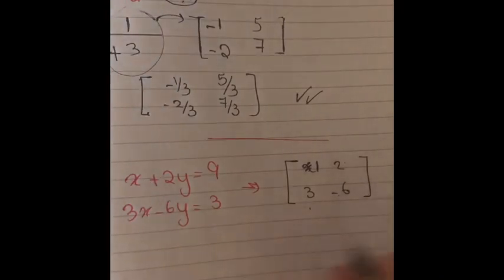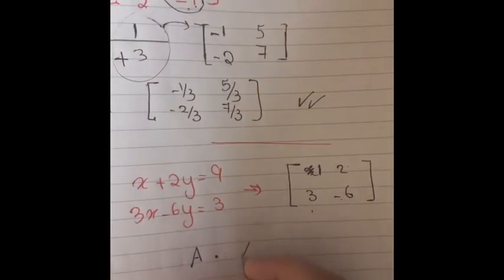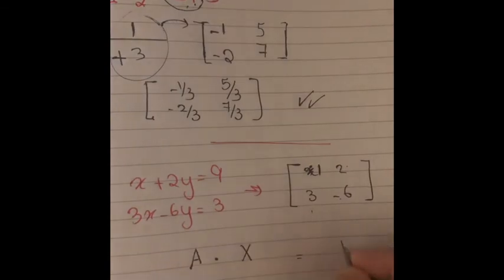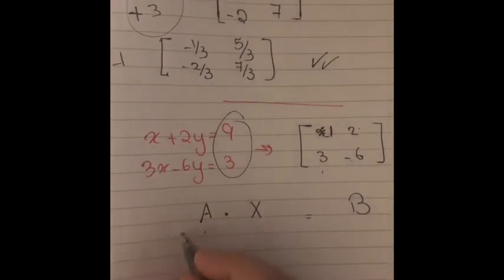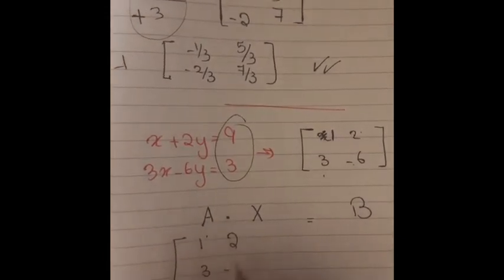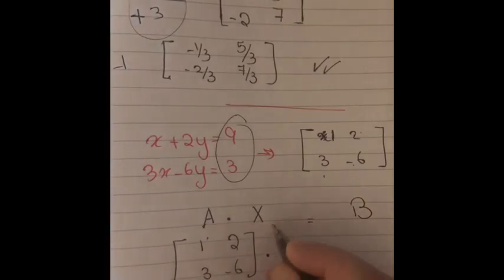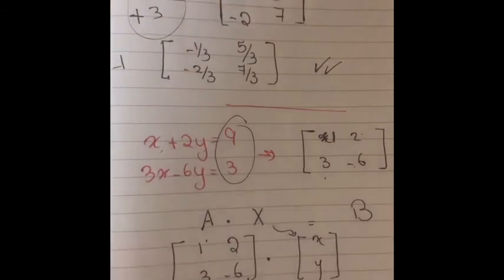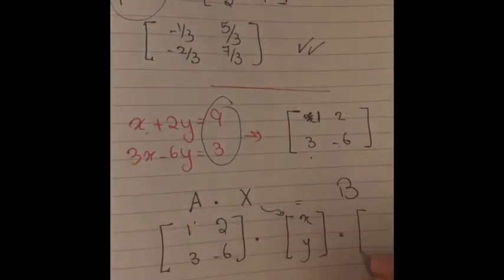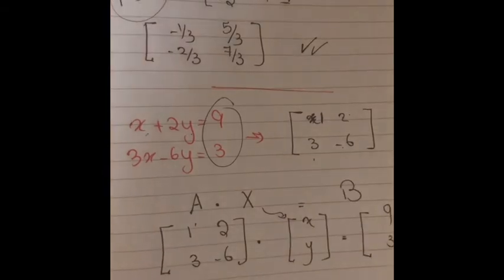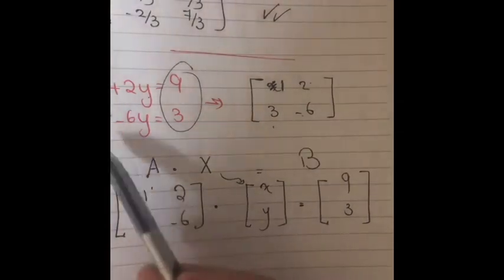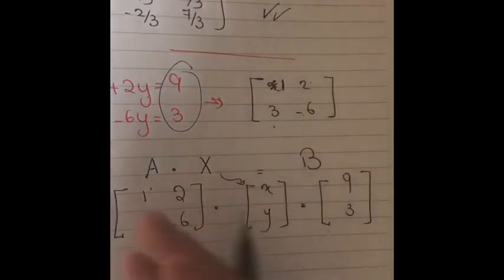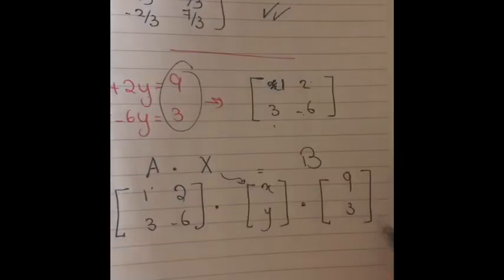Okay, if I multiply A by x, this is the matrix equation, and I need to know x. It's equal to B. And what is B? B is the answers. A is this coefficient matrix, 1, 2, 3, negative 6, multiplied by x. I can just change it here to x and y because my variables are x and y in that order, equals B, and B is 9 and 3. So how would you solve that if you have to use inverses to solve a matrix equation and the system of equations?